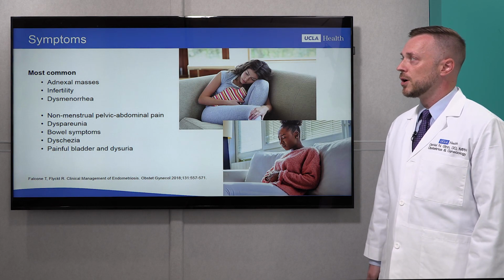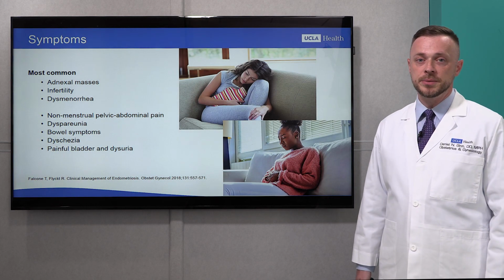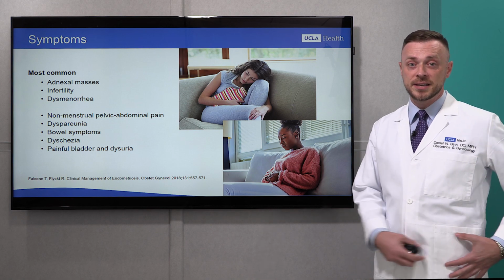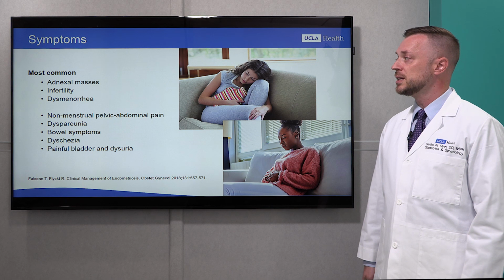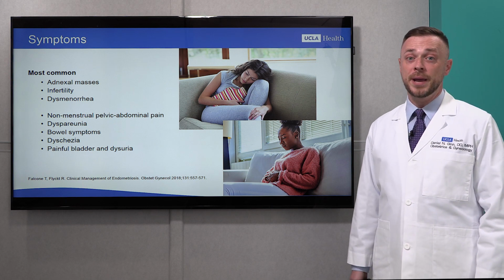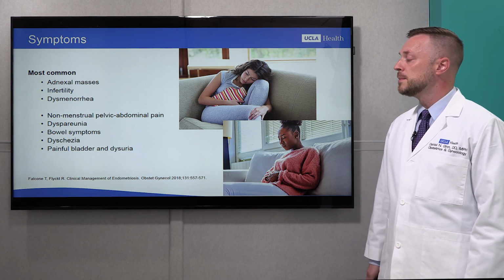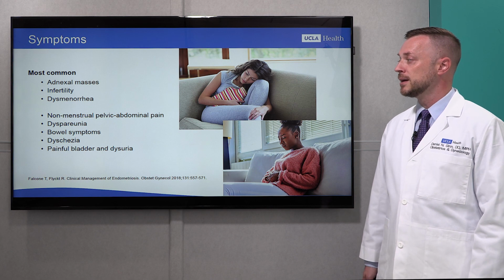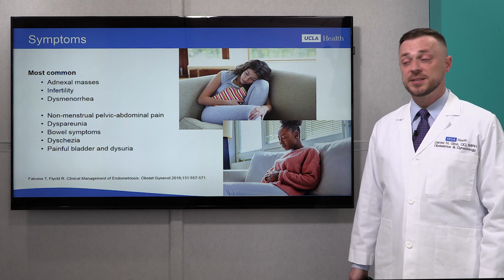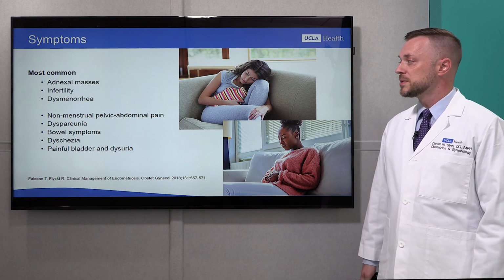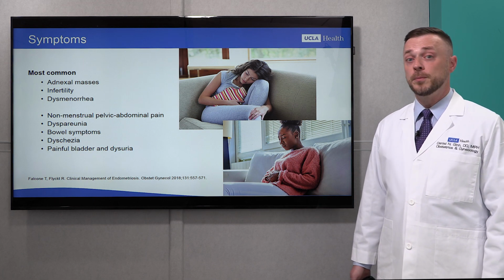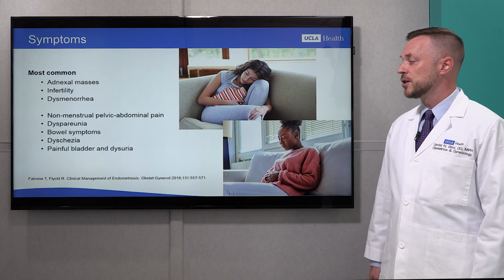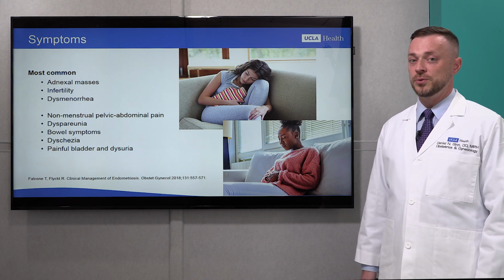The symptoms are important. The most common symptoms are adnexal masses. Adnexa is the side of the pelvis itself, so just a pelvic mass. Infertility, dysmenorrhea, which is the medical word for painful periods, non-menstrual abdominal and pelvic pain, dyspareunia, which is pain with sex, bowel symptoms like nausea and vomiting, and dyschezia, which is painful bowel movements, as well as painful bladder, and dysuria, which is painful urination.